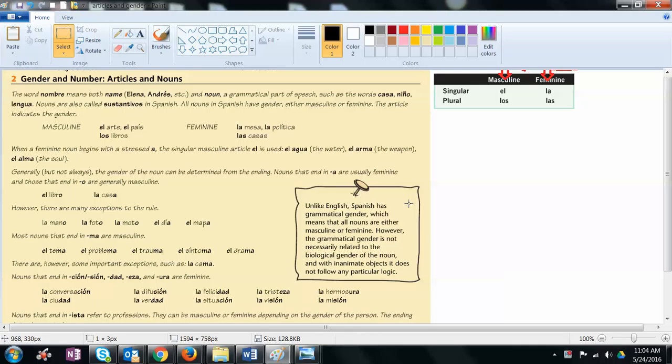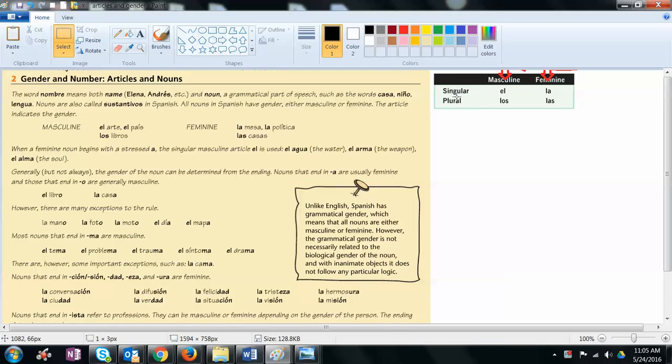Okay, so I'm going to talk to you about gender and articles and nouns, or gender of nouns. So in Spanish, every noun has a gender. It's either masculine or feminine, and it's very important that we know what the gender of the noun is in order to use the correct article and also to use the correct adjective.